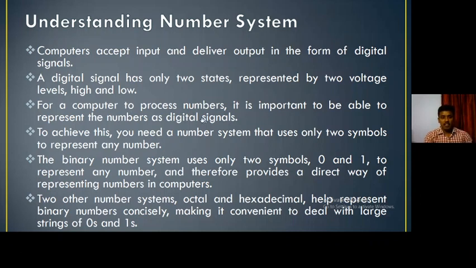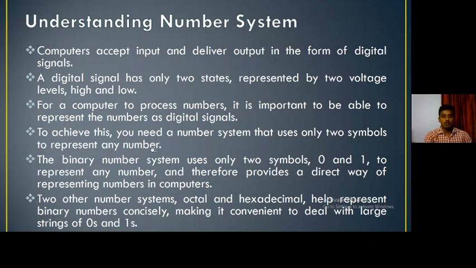So when we are giving instructions or while we are understanding, every time we cannot deal with the digital signals, that is zeros and ones. We the humans will understand the decimal number system. They are represented from 0 to 9. The numbers formed with the help of that 0 to 9, those numbers will be understood. Yes or no? So to achieve this, you need a number system that uses only two symbols to represent any number.